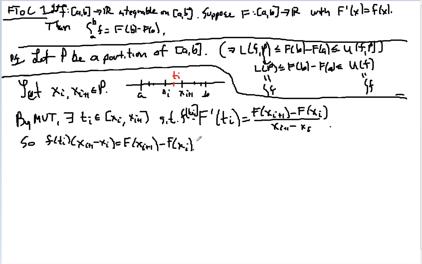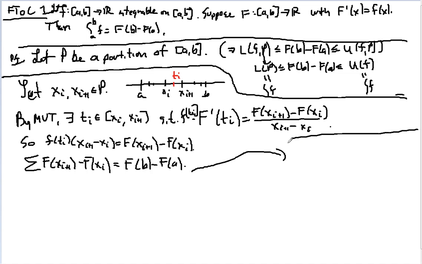And now what we're going to do is note that if we look at the sum of F of x_{i+1} minus F of x_i, this is always going to be equal to F of b minus F of a. Why is this?